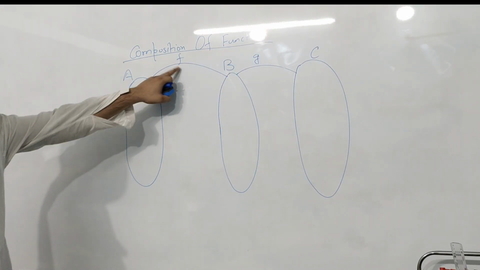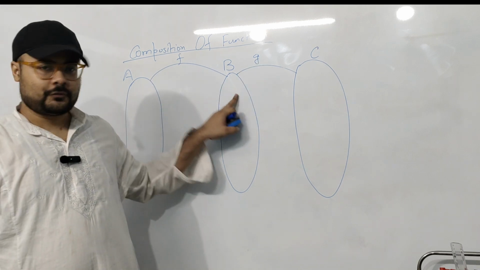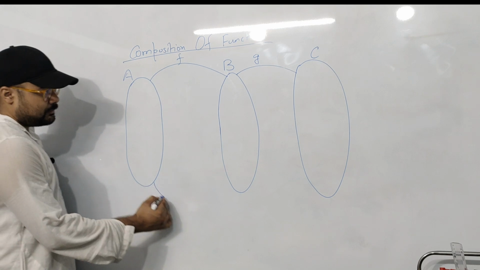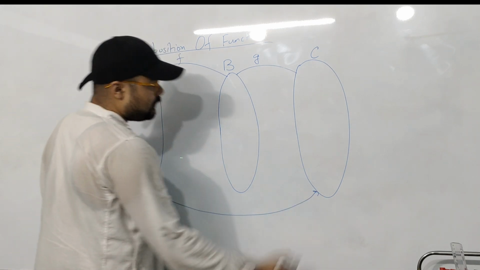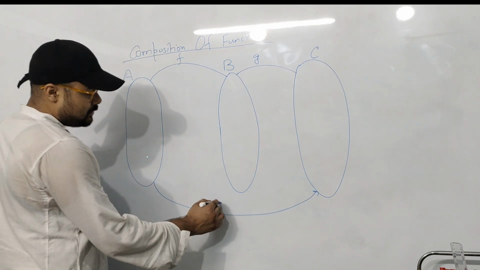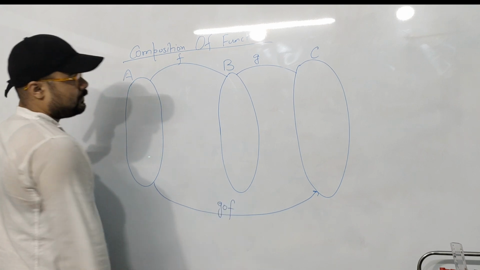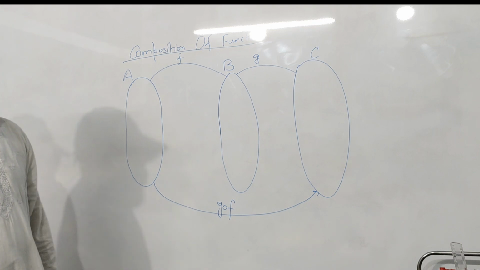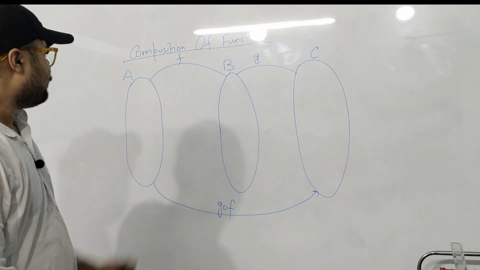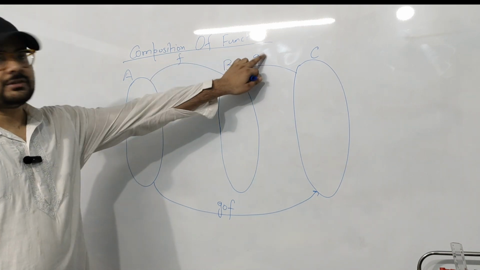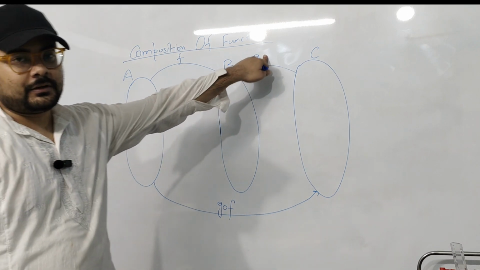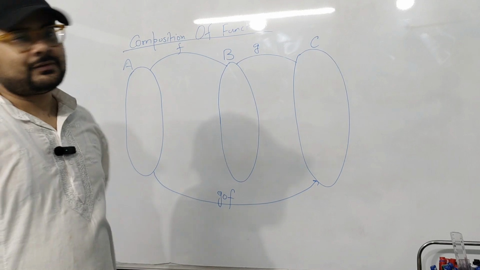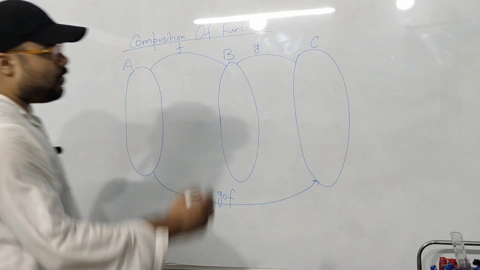Okay, so F is a function from A to B and G is a function from B to C. So what is the possible composition? The possible composition is from A to C, and that is GOF. Now we will see different scenarios: when both F and G are one-one, when F is many-one and G is one-one, all of these different scenarios, let's take all those.